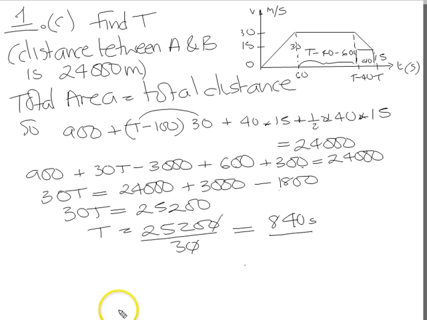And we could divide that, I suppose. We're using seconds as units, so that would be the expected answer, wouldn't it? 840 seconds. It doesn't say in the question, it just says find the total time, so it doesn't say in minutes or anything. So that's fine. That's the answer then for part C. And that completes question 1. Okay, so let's go on to the next one.